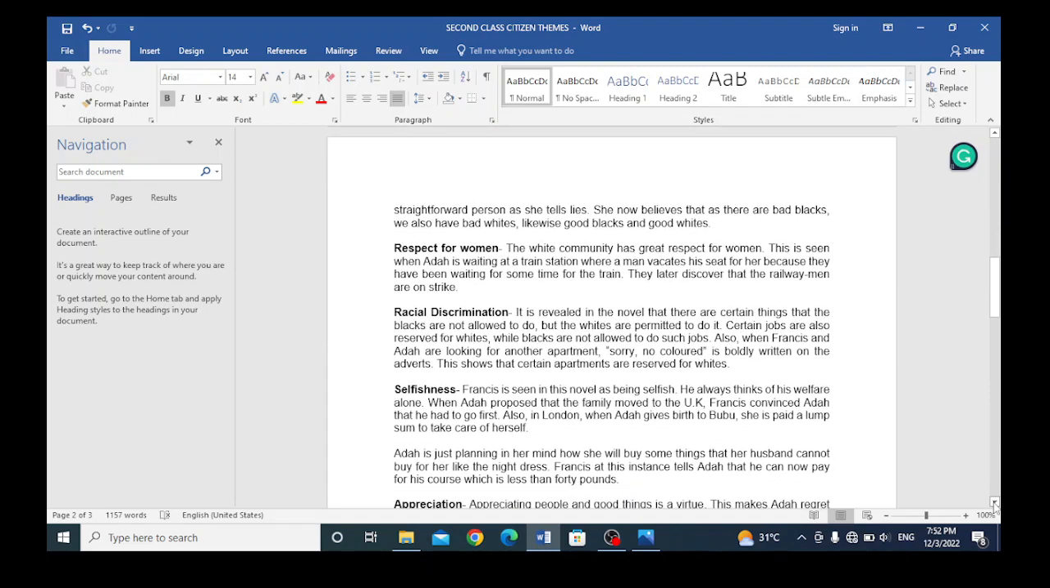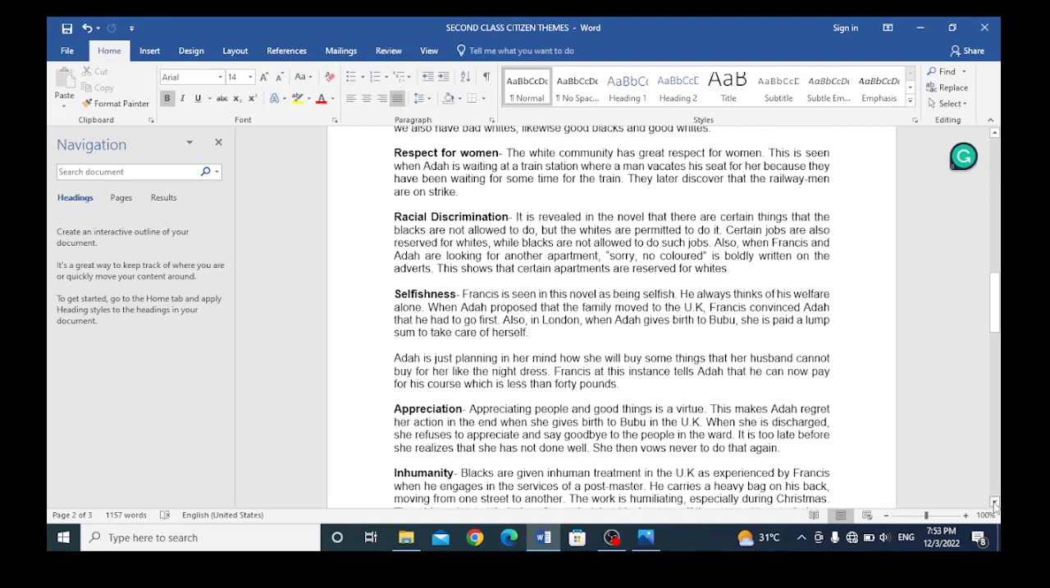The next point is respect for women. The white community has great respect for women. This is seen when Ada is waiting at a train station where a man vacates his seat for her because they have been waiting for some time for the train. They later discovered that the railway men are on strike.